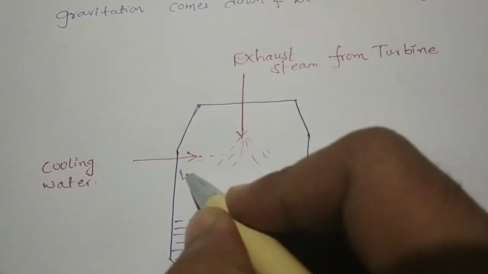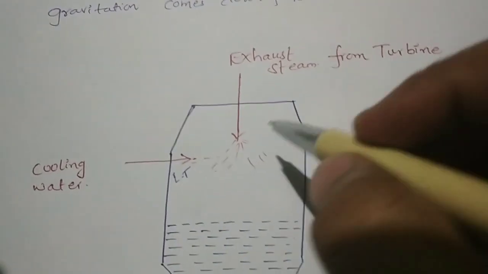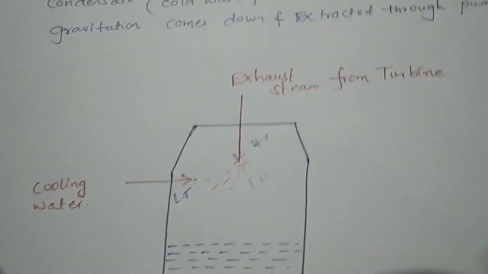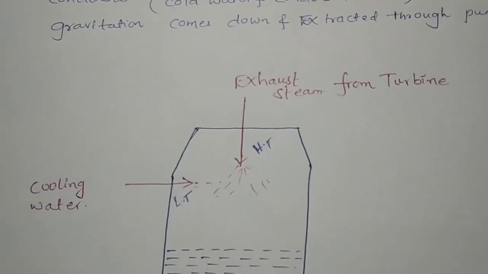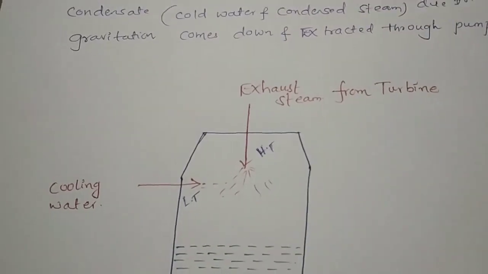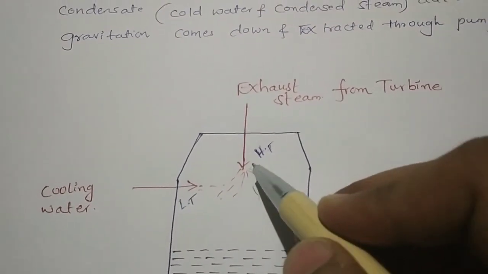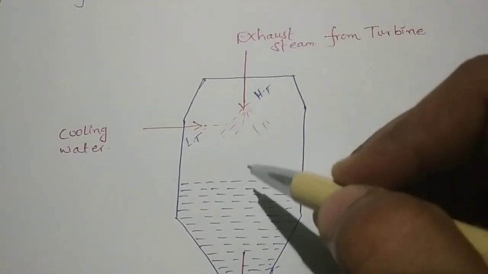Here this water is at low temperature. Yes or no? Here cooling water is at low temperature, and the exhaust steam will be at the high temperature. You know that heat always flows from a body at high temperature to the low temperature region. Therefore, the steam that has the high temperature transfers its heat to the water, and the steam is getting converted into liquid.